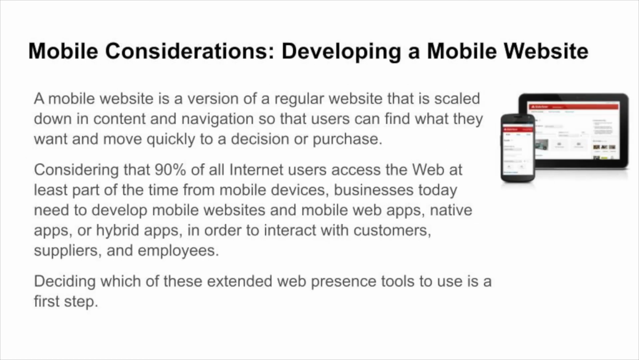Mobile is really something that has taken hold in the last number of years. A mobile website is almost critical today because we need to ask ourselves, how are customers going to look at this? And the vast majority of customers are going to look at it on a mobile device. Considering that 90% of all internet users access the web at least part of the time on mobile devices, businesses today need to develop websites that have mobile ability. And that physically means you're going to look at something on a small screen. So you're going to have to develop either native apps, or you're going to need some sort of software that allows you to produce scalable web pages.